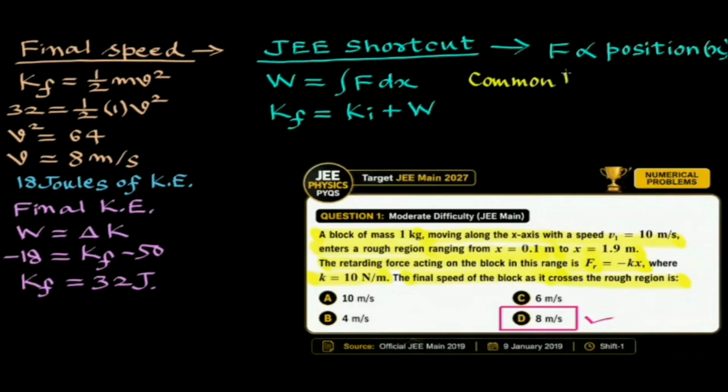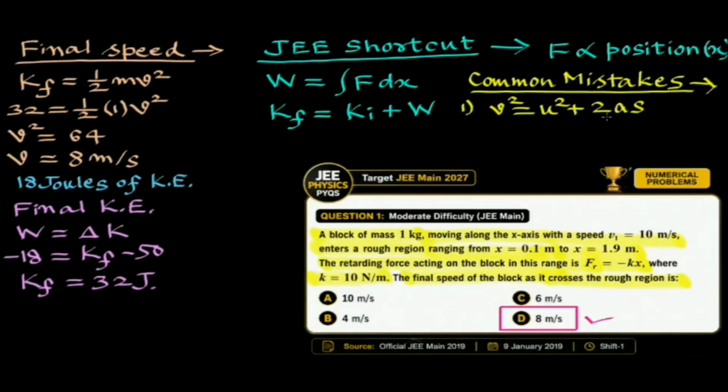Common mistakes. Students often make 3 mistakes. First, using v square equals u square plus 2as. This equation is valid only when acceleration is constant. Here, force changes with position, so acceleration also changes. Second, forgetting the negative sign in F equals minus kx. The force removes energy, so work must be negative.